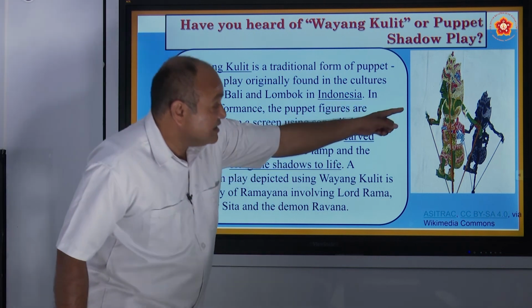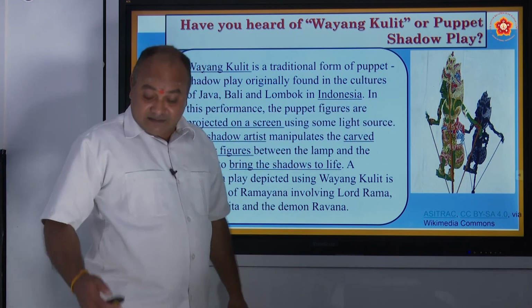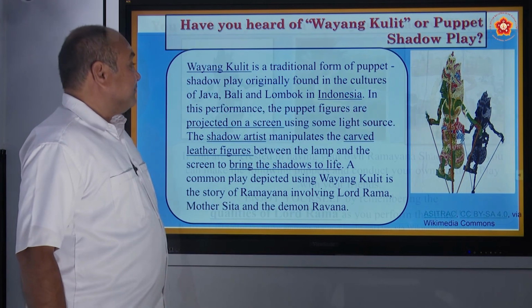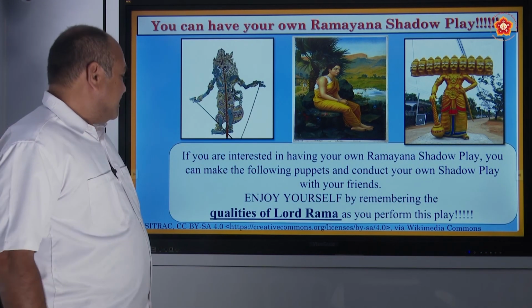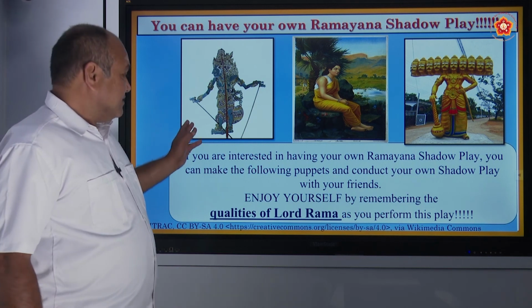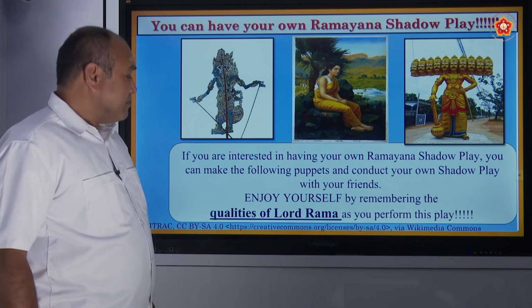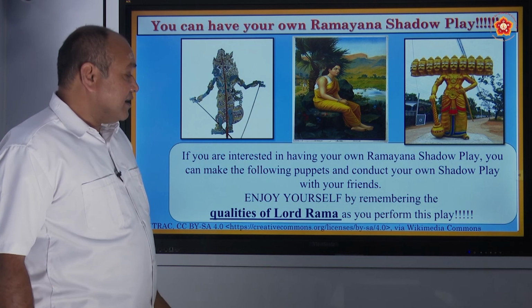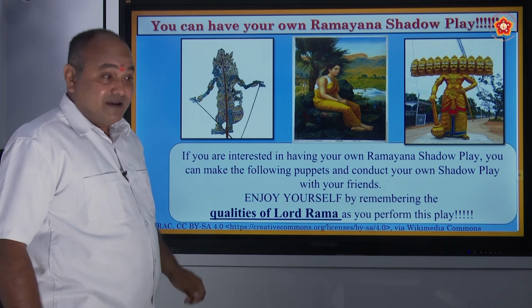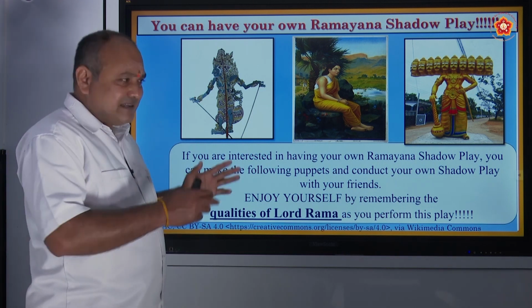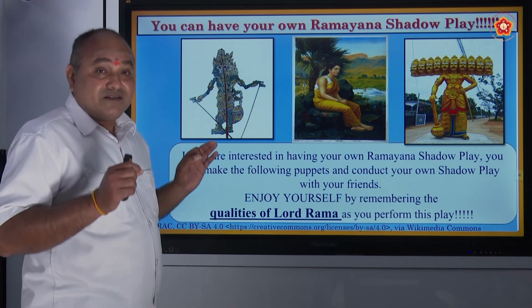So you can see all this. This is how they do it. So they use the threads and all to move the hands and the legs. Children, if you are interested in having your own Ramayana shadow play, you can make the following puppets and conduct your own shadow play with your friends. Enjoy yourself by remembering the qualities of Lord Rama as you perform this play. These are the puppets you need to make, and threads, and using those threads and a screen and a light source, you can do a fantastic Ramayana shadow play.